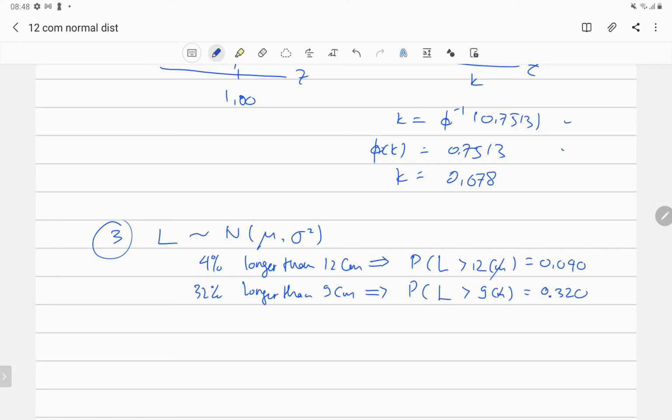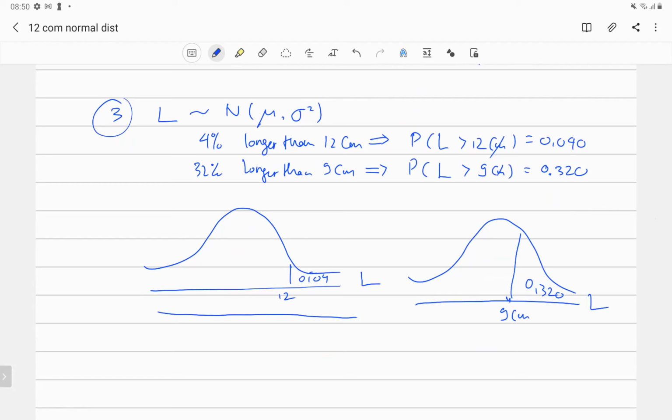While for the second one, when the length is 9 centimeter, the area is going to be 32%, 0.320. This is the length here, 9 centimeter. I'm not going to make them into a single graph. I'm going to make them into 2 separate graphs. I suggest you actually sketch this in your answer paper, so the corrector can see you understand the question.